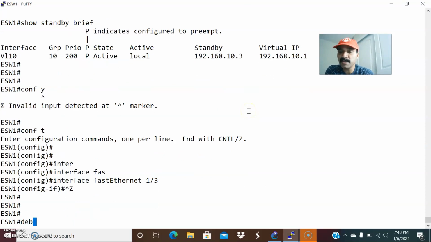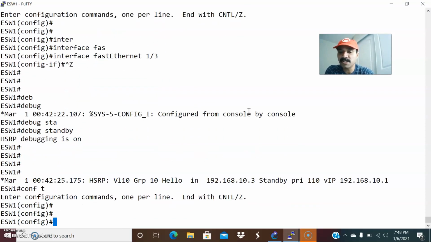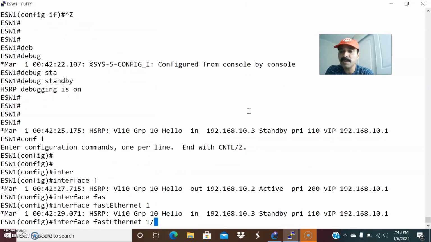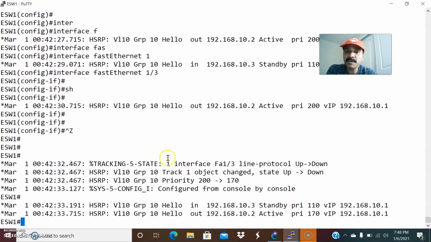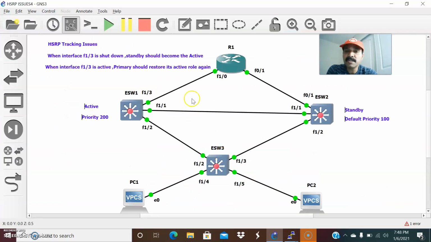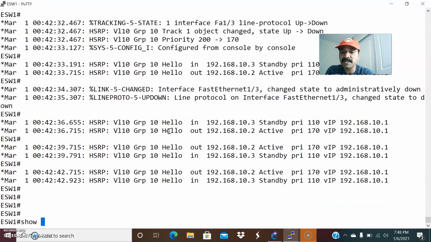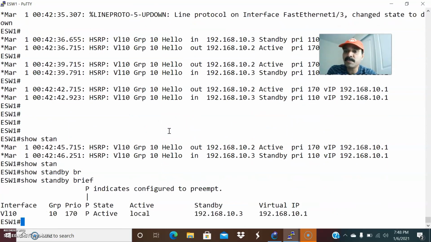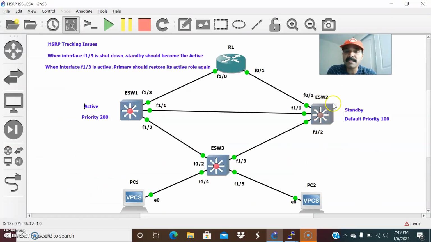Before that, let us debug the standby router. Let us debug the HSRP. The debug is on. Now let us shut down interface FastEthernet 1/3. What happened? You are able to see, right? The interface is going down, but it is not giving control to the standby. The standby is still standby, and this is still the active router. As per the scenario, the standby should take over the active role, but we still see this as active. Show standby brief: the primary is still maintaining the active role, so it is not giving control to the standby.